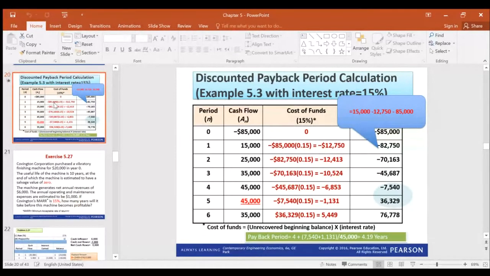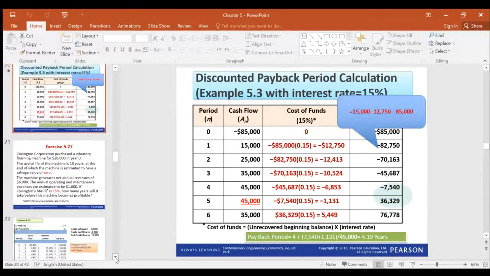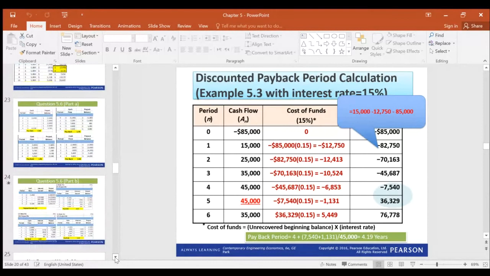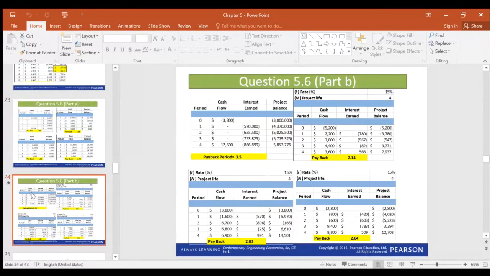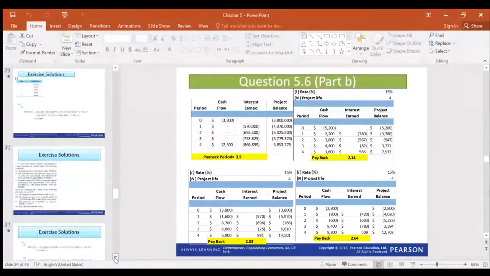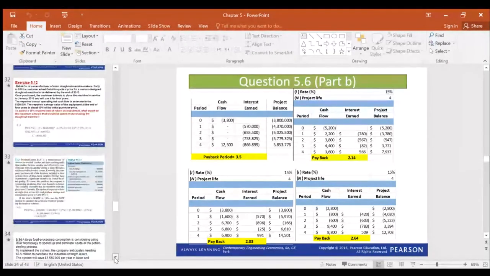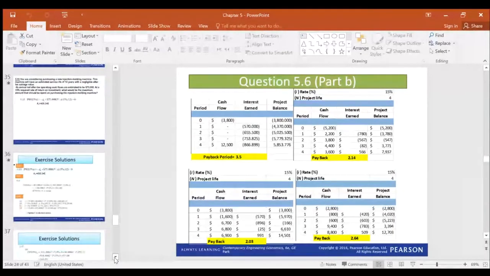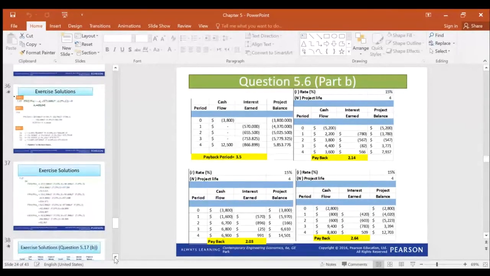Now see, this is what we are doing. We are repeating what we have done in example 5.3. How do we calculate a payback period? If you don't know, you can come back and look at this slide again, slide number 20. And also you can come back and look at slide number 24. It is exactly the same thing in this question, what we are doing right now. How do we calculate a net future worth or a project balance? It is the same thing.